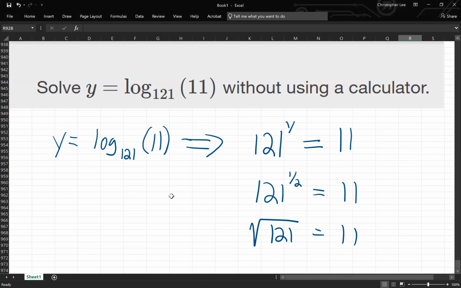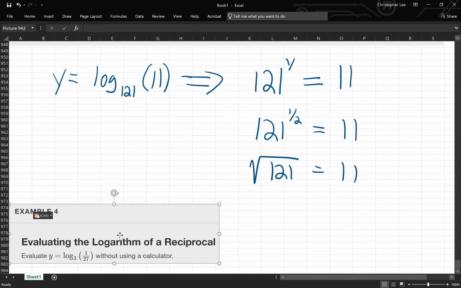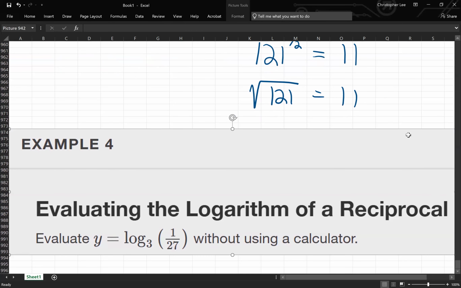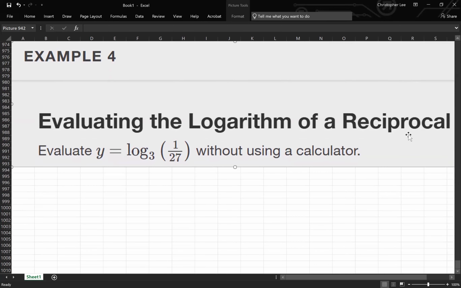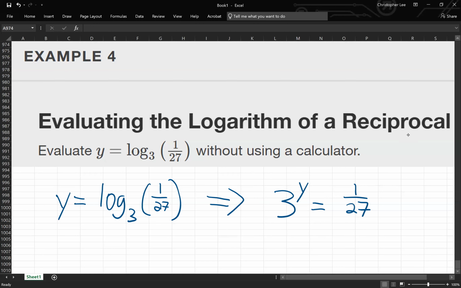Now I'm gonna get to the negatives that you were asking about. All right. So look at this now, right? This is evaluating the logarithm of a reciprocal. All right. So watch this one now. I got y is equal to log of base 3 for 1/27. Right? So what am I asking right here? I'm asking 3 raised to the y power is equal to 1/27. Right?